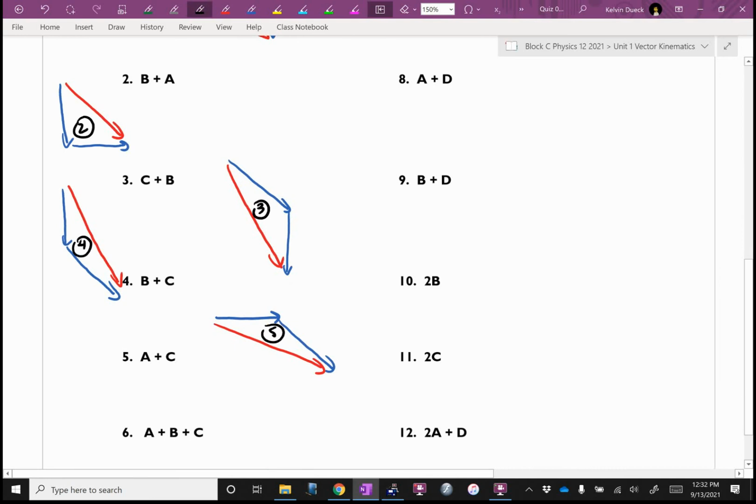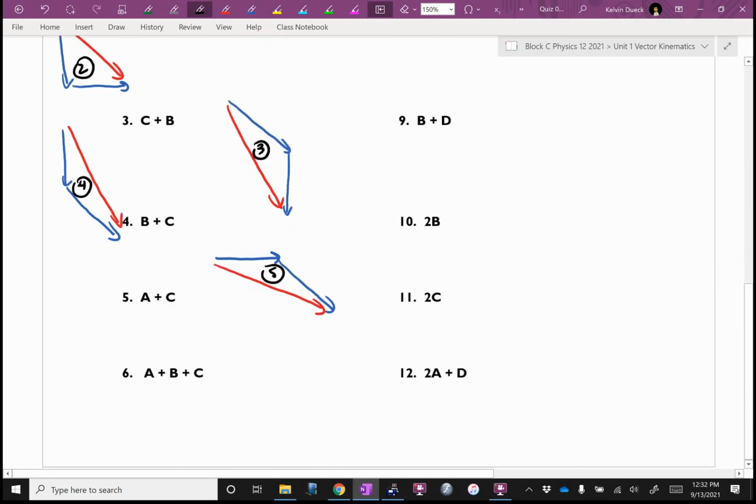How's that? Number 6, how do I add 3 vectors? I guess I'm going to go tip to tail, tip to tail, tip to tail. So I said, okay, here's A, there's B, there's C. I guess the resultant is going to be kind of that, something along those lines, I think.